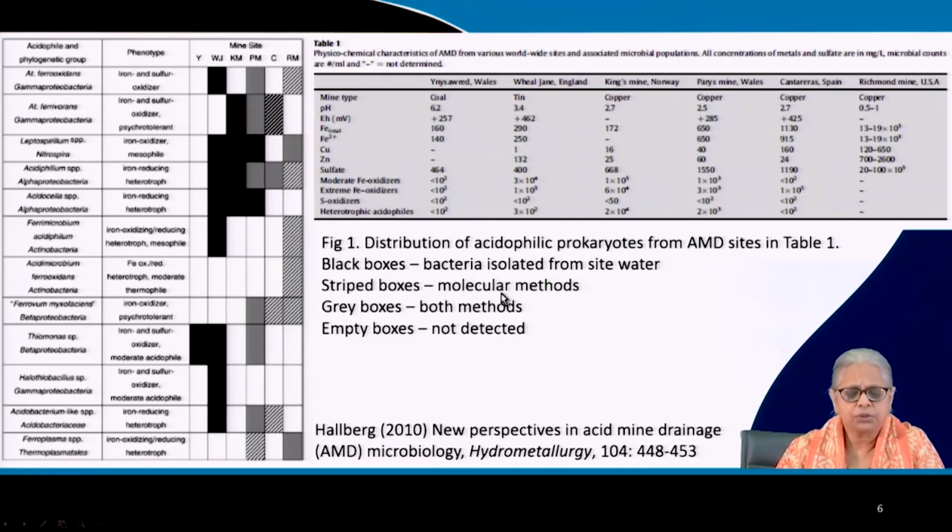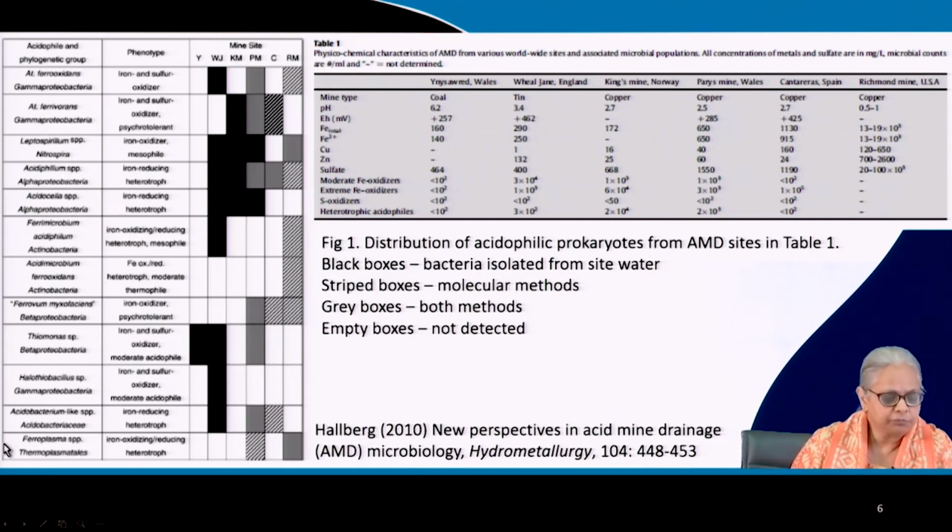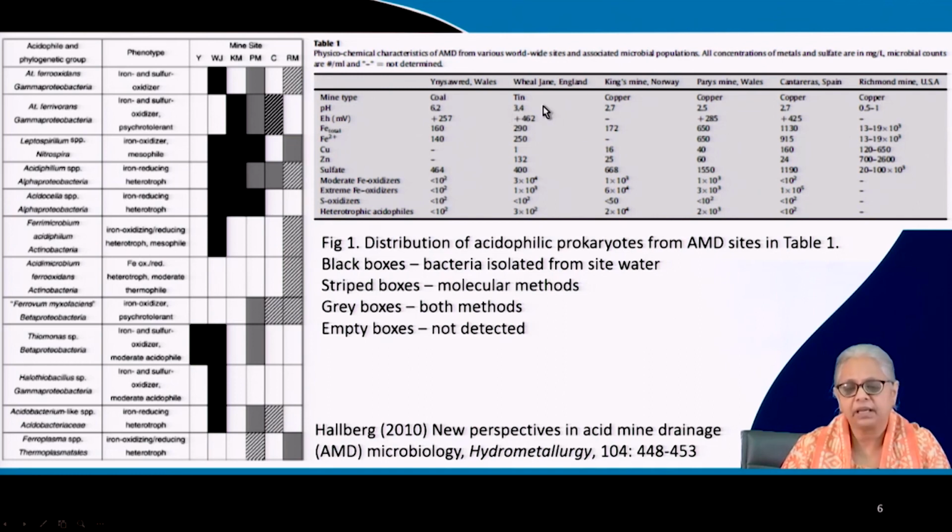The striped boxes are based on molecular methods. The gray boxes include both identification of individual species as well as molecular methods used for identification, and the empty boxes indicate there was no detection of those particular groups of microorganisms. So you can see a large number of microorganisms that are iron oxidizing bacteria. You can see their concentrations listed in the table. Other than the first site, all of them have extremely low pH. So you have pH of 3.4, 2.7, 2.5, 2.7 and less than 1.